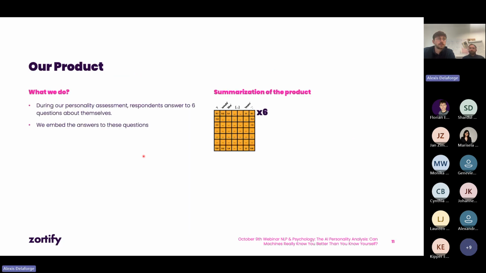Right now, let's focus more on our project. Until now, we have seen what AI is, what NLP is, and how AI is really listening to what we are saying. During a personality assessment, respondents answer 6 questions, and we embed the answers to those questions. This is how AI will listen to what the candidates are saying. We will have 6 sentence representations, and we will use this information inside the model to be processed later.